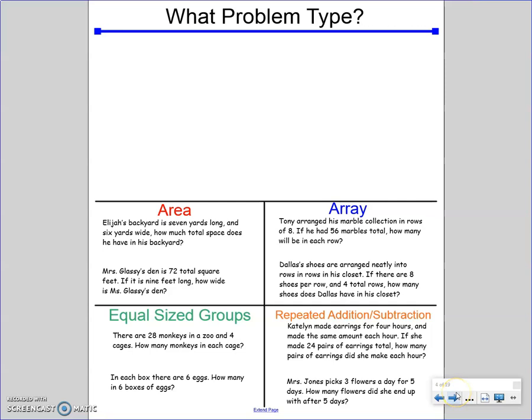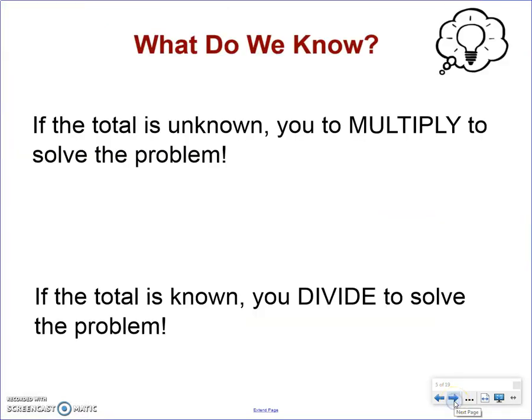Now, third grade, let's take a moment and think about what we know about the difference between a multiplication problem and a division problem. If the total is unknown, you have to multiply to solve the problem. So if the question is asking you to find the total, whether it's the total area or the total number of physical items or the total repeated action, it is a multiplication problem. You have to multiply to solve it.